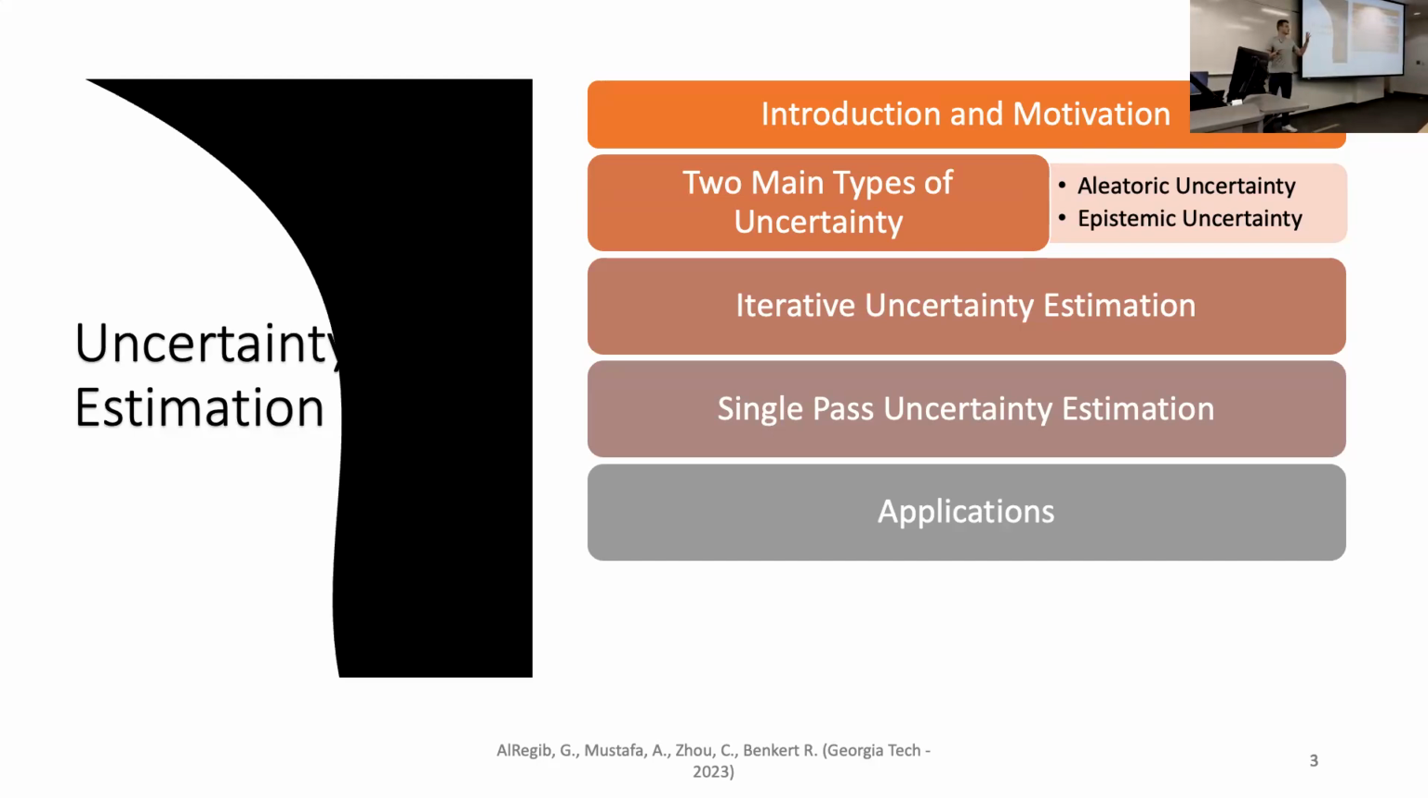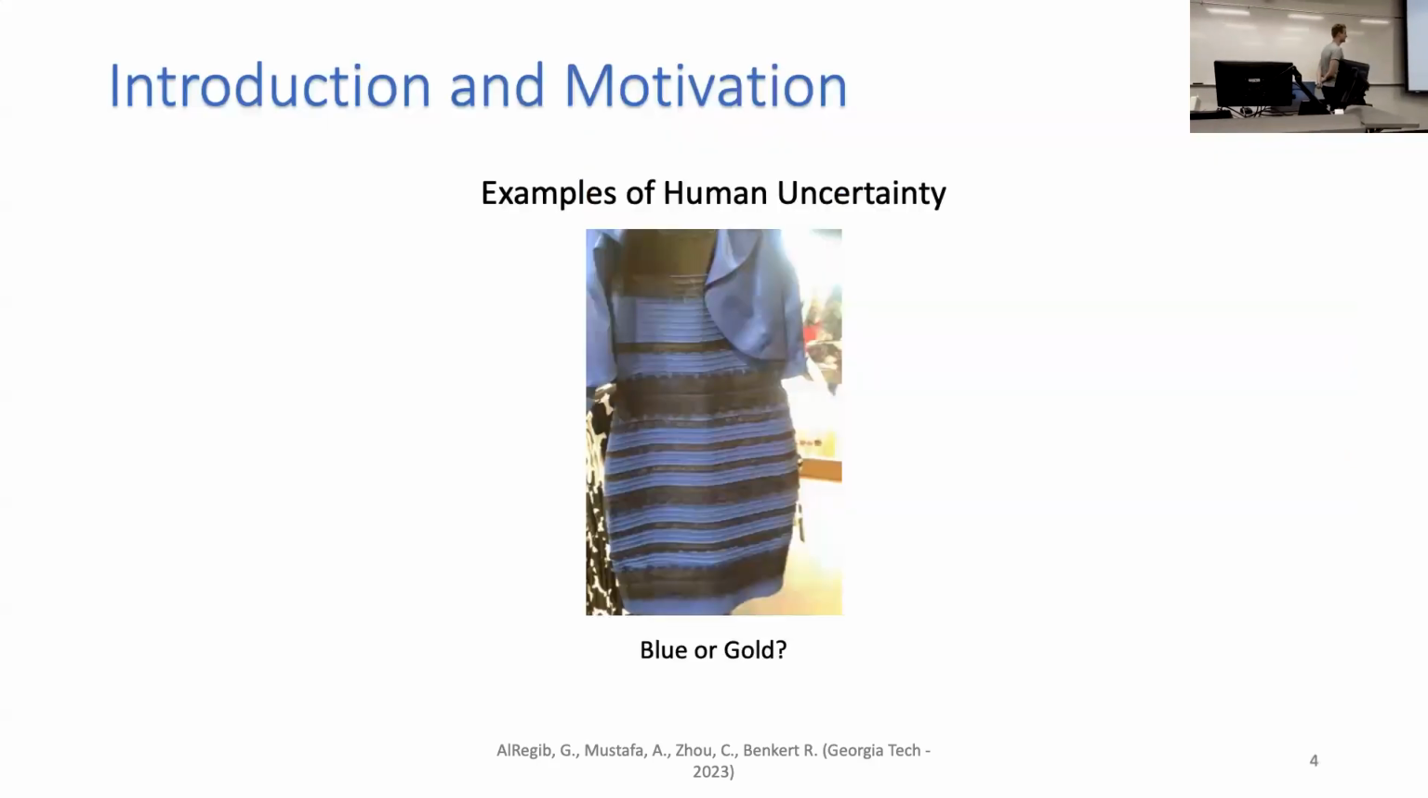After that, I'm going to be presenting two different parts of this. The first one is iterative uncertainty estimation, and the second one is single pass uncertainty estimation. Both of them are super important and really encompass where uncertainty estimation is right now. And after that, I'm going to be going into applications. So that being said, let's dig into a very popular example.